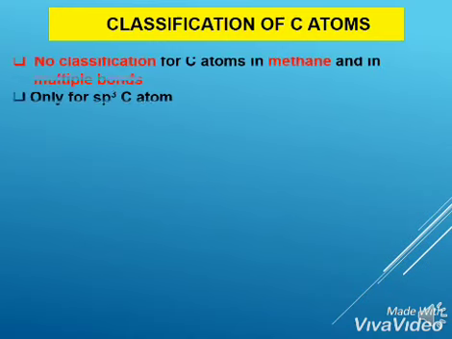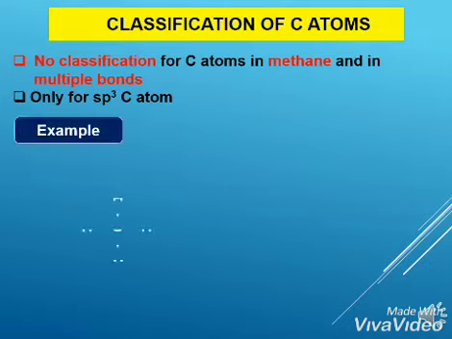So remember, the classification of carbons does not apply to carbon atoms in methane or carbon atoms in multiple bonds. It only applies to carbon atoms which have single bonds, so we say only for sp3 carbon atoms. For example, in methane, there is no carbon attached to the central carbon, so methane cannot be classified.